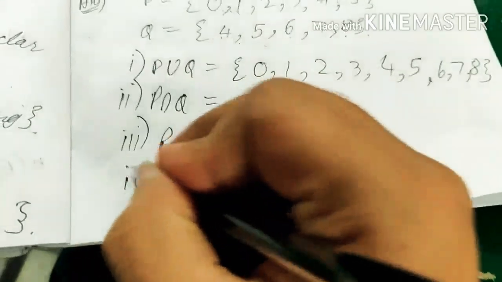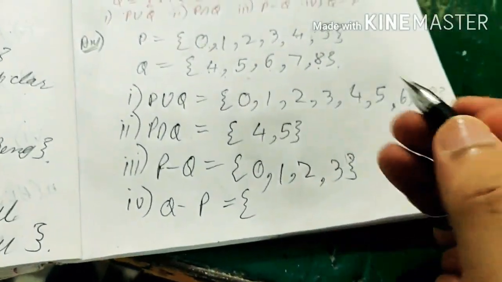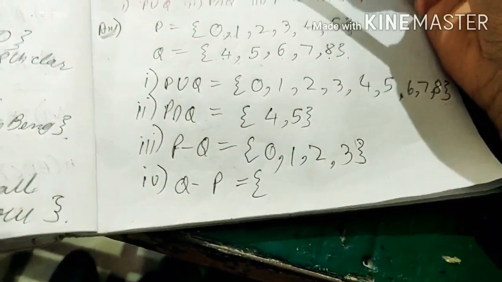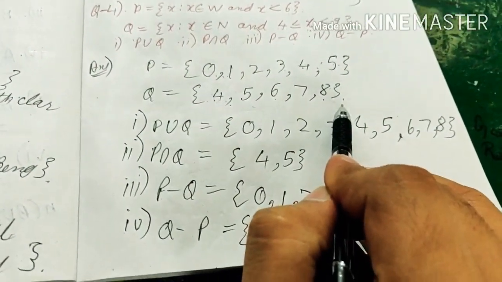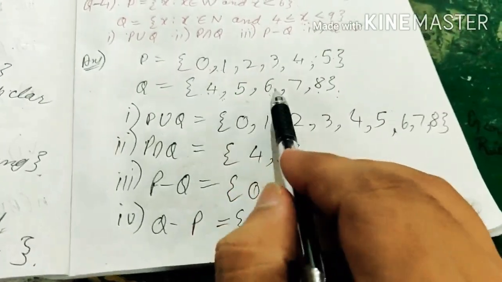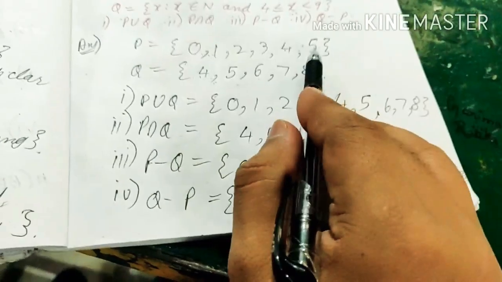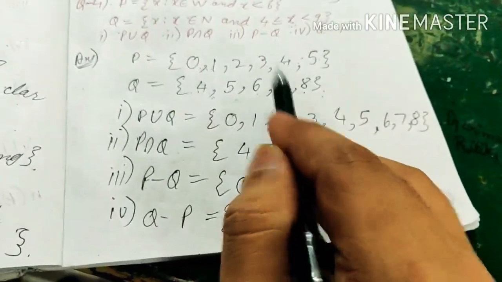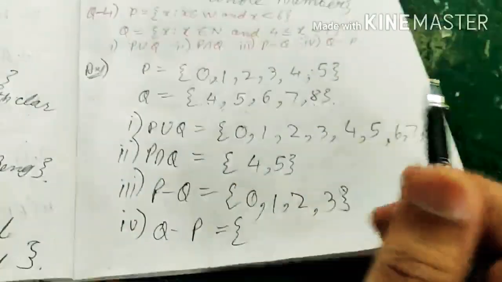So what is the fourth part? Fourth part is Q minus P. Now we have to subtract the common values of P and Q from Q. Here Q contains 4, 5, 6, 7, 8 and the values that are same in P will be eliminated from Q. If we check 4 is in P, 4 will be cut off. 5 is in P, 5 will be cut off. 6 is in Q but not in P. 7 is in Q but not in P. 8 is in Q but not in P. So 6, 7, 8 won't be affected.